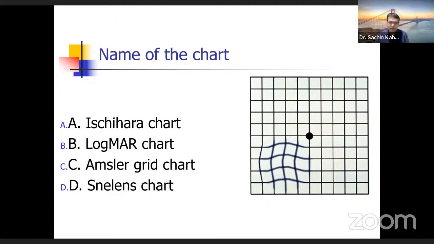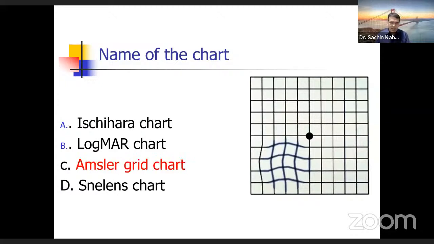Very simple question. Everybody knows this. Okay, the time is up. The answer is Amsler grid chart. Ishihara we know is for color vision, Logma we know for the visual acuity, Snell also is for visual acuity.